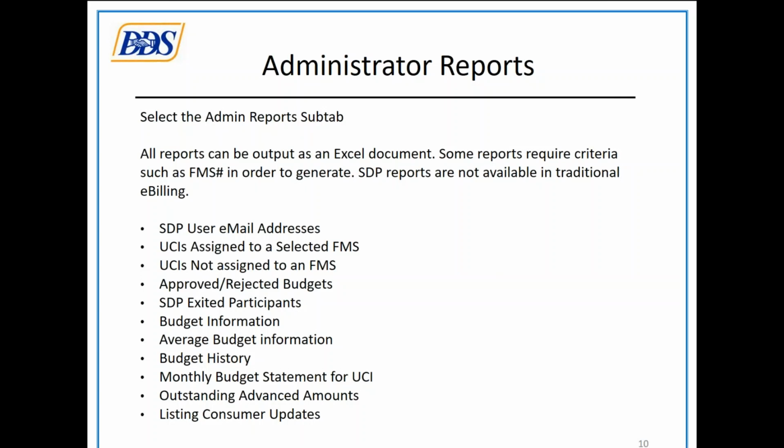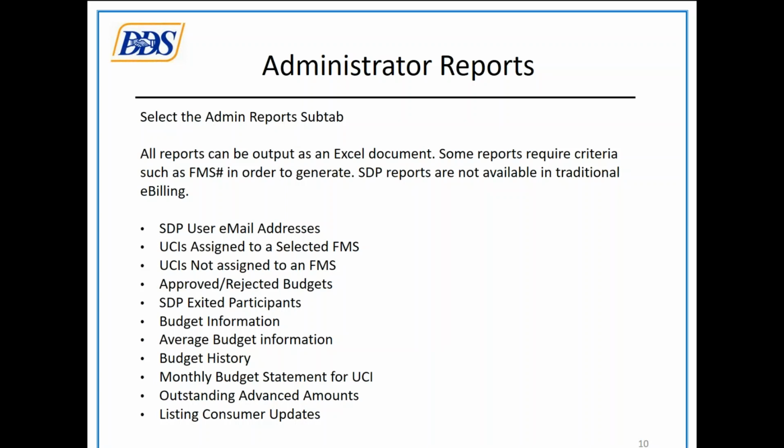I'm going to talk about the administrator report. Just like in traditional e-billing, under the admin tab for the RC admin users, you have access to a specific set of reports that can be pulled into Microsoft Excel to help you sort and manage the data. The SDP reports are not available in traditional e-billing. So if you want to get the self-determination specific reports, you have to log in with your self-determination user ID. Some of them don't require any filtering criteria, but some of them do require an FMS number to bring up just a select portion of the information.